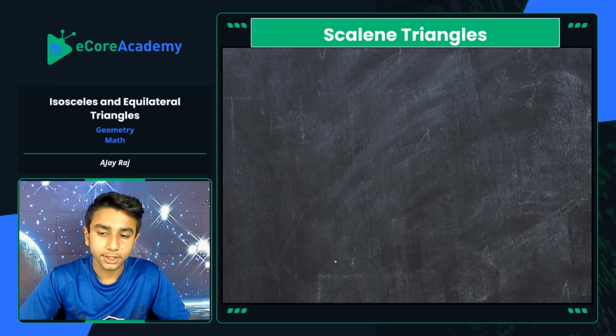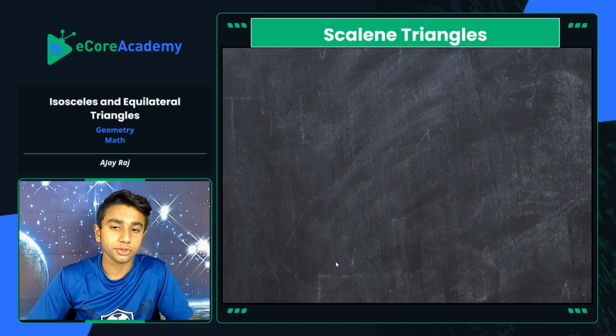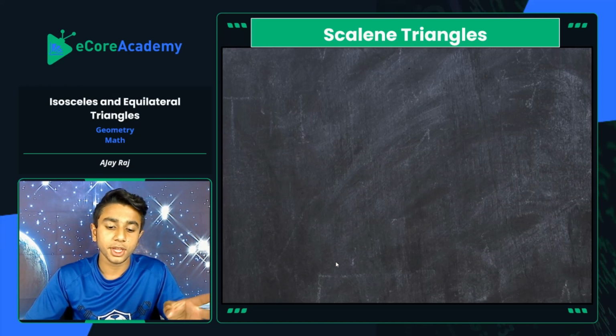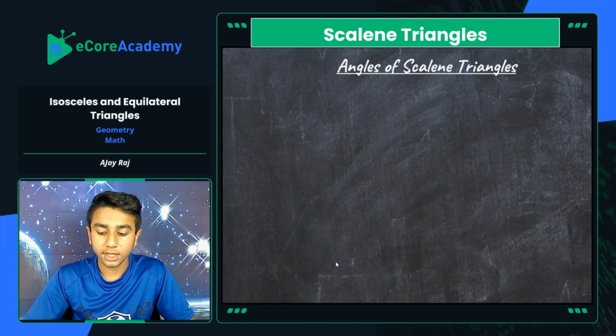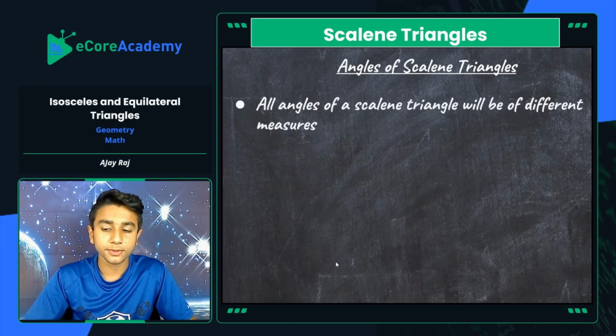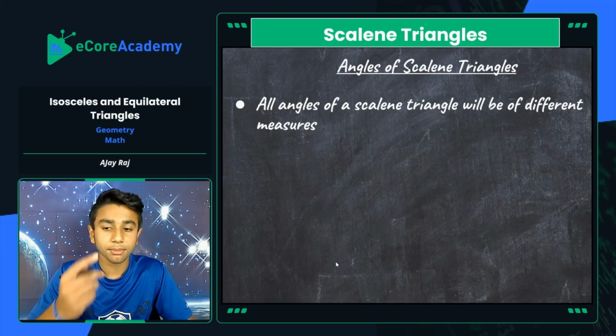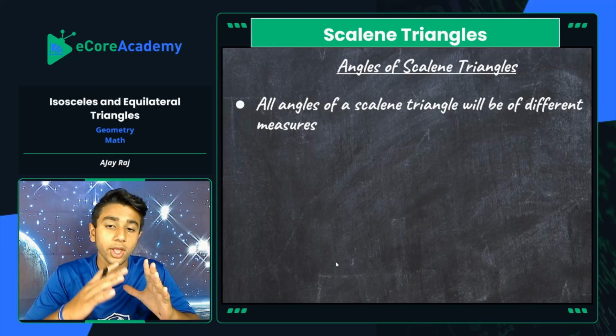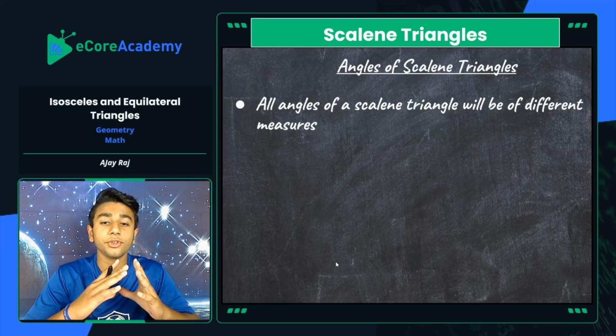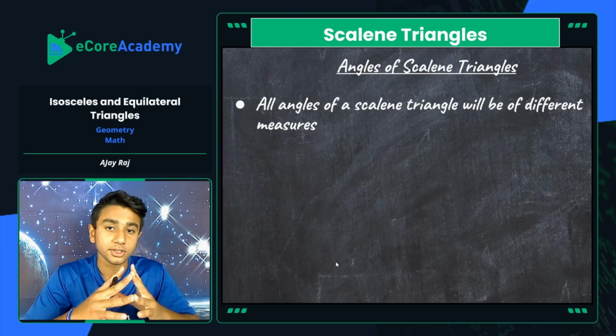All right, now finally, let's look at scalene triangles, and we'll prove our point all together and what exactly I'm trying to convey to you, with the angle classification automatically implying side length classification. So all angles of a scalene triangle will be of different measures. And that can be proven by the fact that if you look at the relationship with an isosceles triangle, any triangle that has two equivalent angles will automatically be an isosceles triangle due to the isosceles triangle theorem.